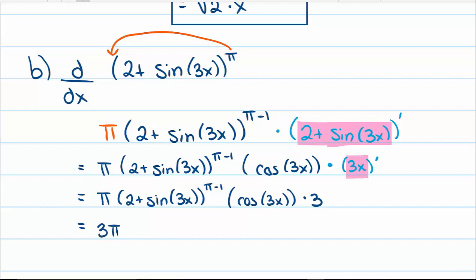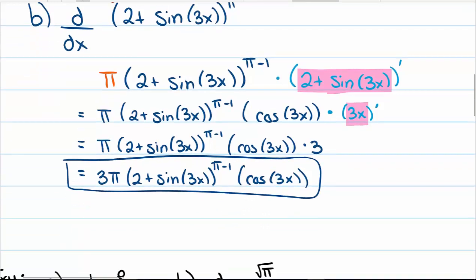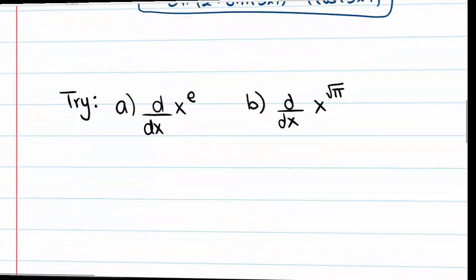3 pi times 2 plus sine 3x to the power of pi minus 1 times cosine of 3x. And that is the derivative. It's not too complicated, it's just a couple steps. Okay, now on your own, I want you to try both of these.